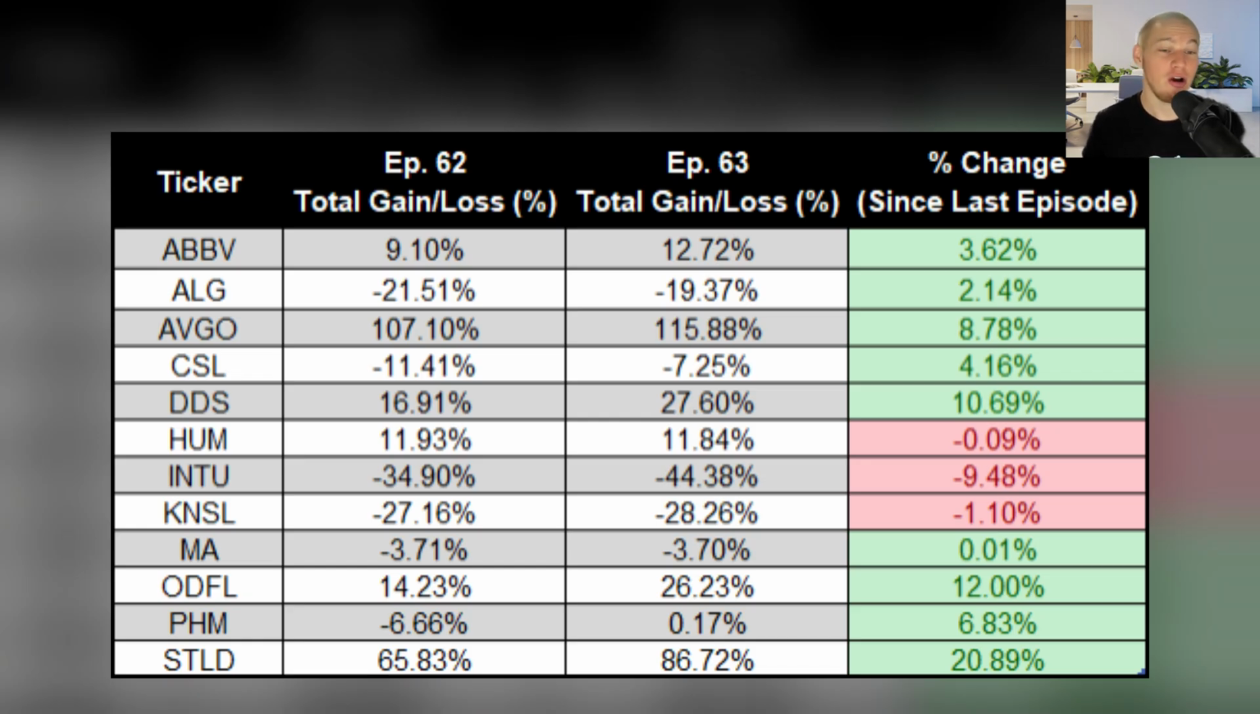So some outliers on here. Good news is we only have 3 stocks that are in the negative, that have gone down over the last 2 weeks, so we like to see that. We have STLD at the very bottom, up 20.89% in 2 weeks, which is nuts. ODFL, 2 stocks above that, up 12% in the last 2 weeks. Dillard's up 10.69% over the last 2 weeks, which is nuts. Also 10.69%, pretty nice. And then the negative stocks, the 0.09, we're not worried about that. The negative 1.10 from KNSL, that's whatever. But Intuit down almost 10%, 9.5%, just in 2 weeks. That's pretty rough. So again, the good and the bad. I like to look at this chart. The momentum is pretty cool for me to see.